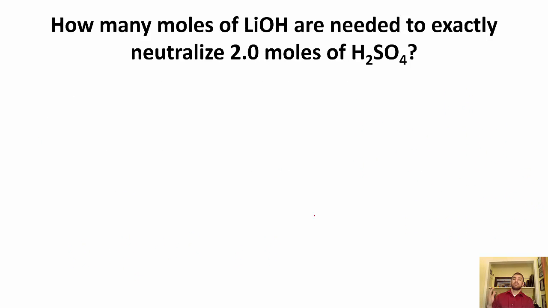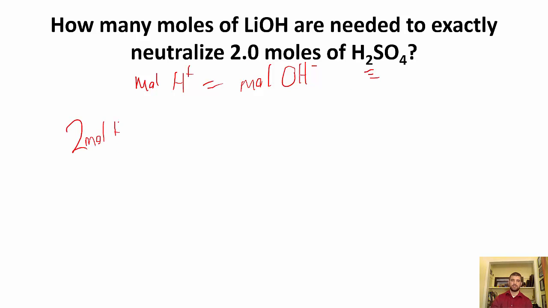So the first question is, how many moles of LiOH are needed to exactly neutralize 2 moles of H2SO4? All right, well, we know that the moles of H plus has to equal the moles of OH minus. All right, well, let's take a look here. This is our acid. So let's think about this. We got 2 moles of H2SO4, and we'd have to times that by 2 because we get 2 H pluses for every H2SO4.